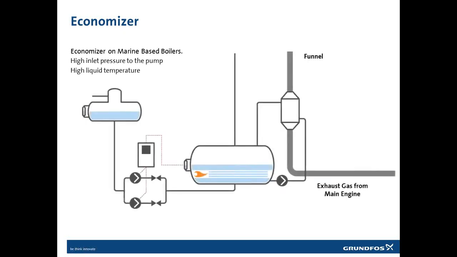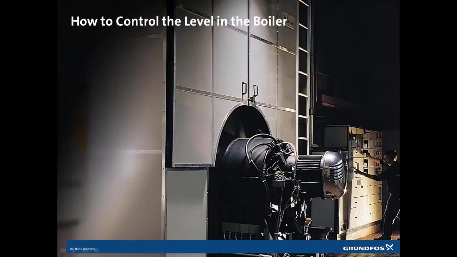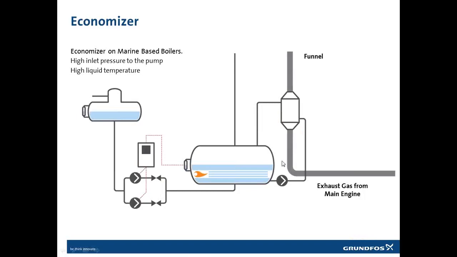When we are talking marine-based boilers and economizers, they are built in a different way. Because we have so much heat from the exhaust gas from the main engine, we are actually capable of shutting down the steam boiler during transportation. That means when the vessel is sailing, we can shut down the steam boiler and then maintain the steam pressure in the boiler just with our economizer.